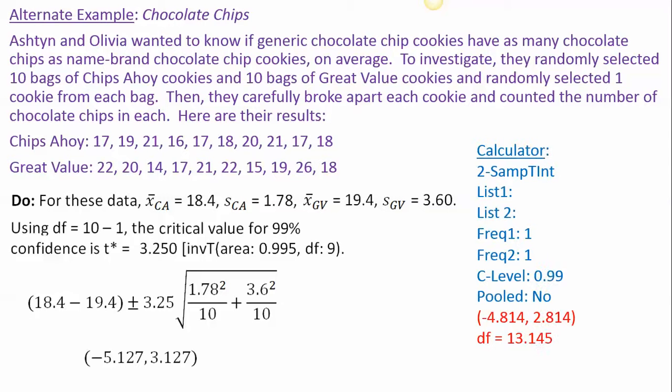You can also do this in the calculator. Two-sample t-interval, you're going to put in list 1 and list 2. Our frequencies are both 1. The confidence level is 0.99. Again, our data is not pooled, and it would go ahead and give us these for our interval and our degrees of freedom. Now remember, there's a crazy equation that the calculator uses for degrees of freedom, so it is different than our more conservative option.